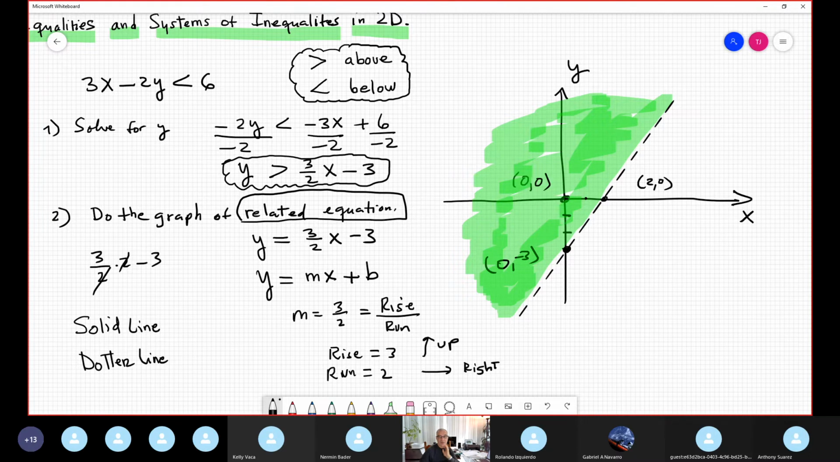Suppose you plug in 0, 0. Suppose x equals 0. So I plug it in here: 3 times 0 minus 2 times 0 less than 6. 3 times 0 is 0, minus 2 times 0 is 0, 0 is less than 6. And this statement is obviously true, so I selected the correct semi-plane. Do you understand? It's super easy, eh?